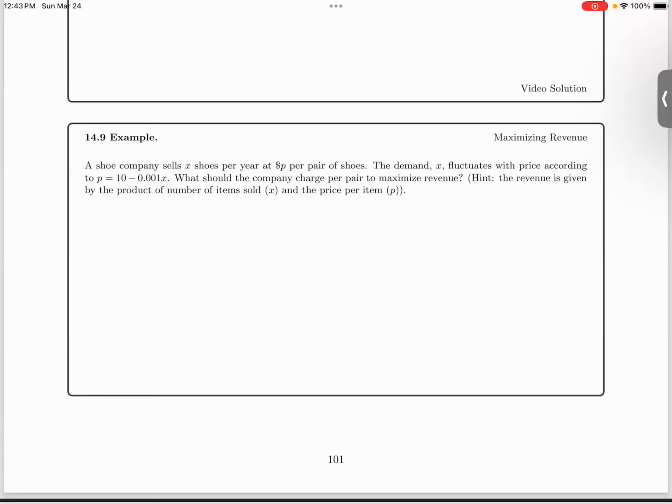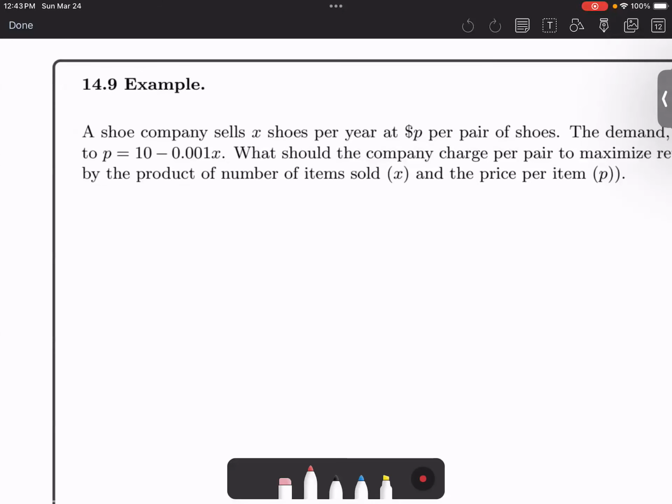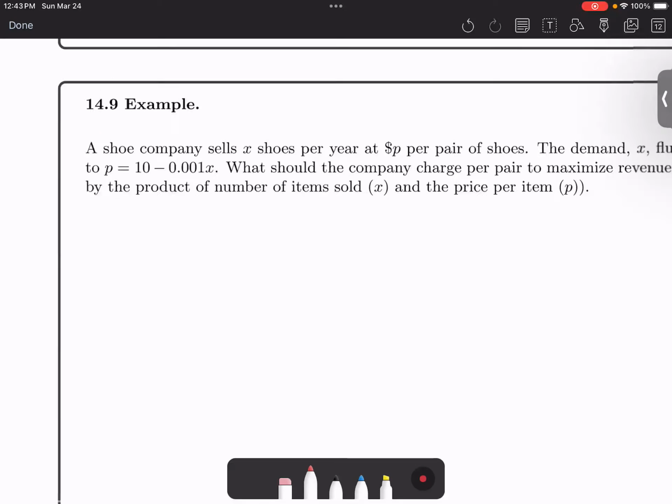Let's see an application of differential calculus and how it can be applied to solve a real-world problem. Here we have a shoe company that sells x shoes. So x is the number of shoes that they sell. But there's going to be a lot of variables floating around, so let's start writing them down. x is the number sold, and p is the price per pair of shoes.